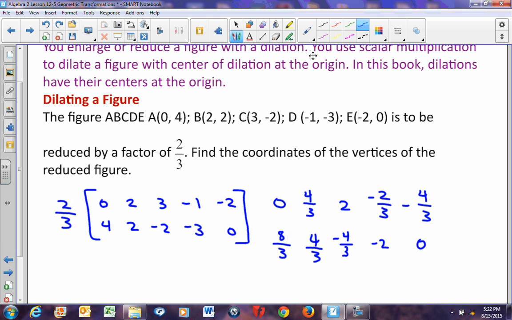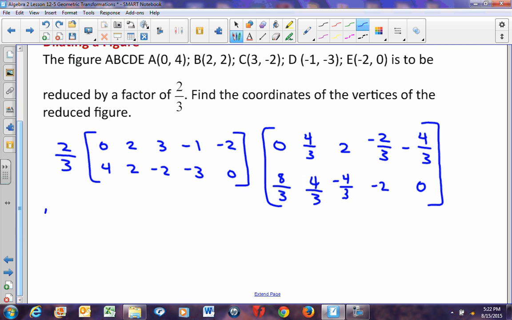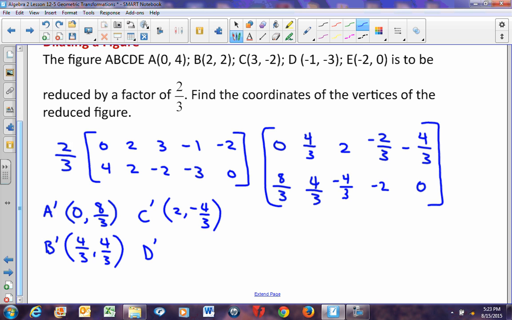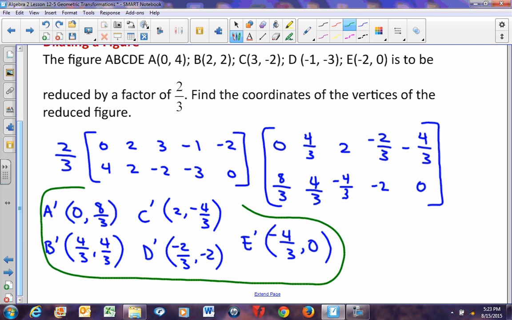Okay? So the coordinates of the vertices after the dilation would be A prime, which is (0, 8/3), B prime, which is (4/3, 4/3), C prime, which is (2, -4/3), D prime, which is (-2/3, -2), and E prime, which is (-4/3, 0). Here are the coordinates of the new figure after the dilation. And we have it.